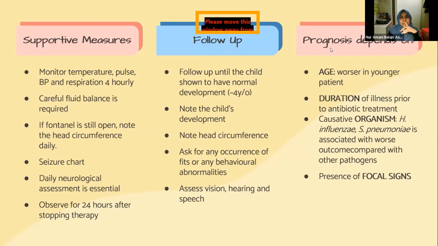Okay, and then the prognosis of meningitis depends on age. The younger the patient, the worse the prognosis. It also depends on the duration of illness prior to antibiotic treatment, and on the causative organism. For example, Streptococcus pneumoniae is associated with a worse outcome compared to other pathogens. And the presence of focal signs also leads to a worse prognosis.